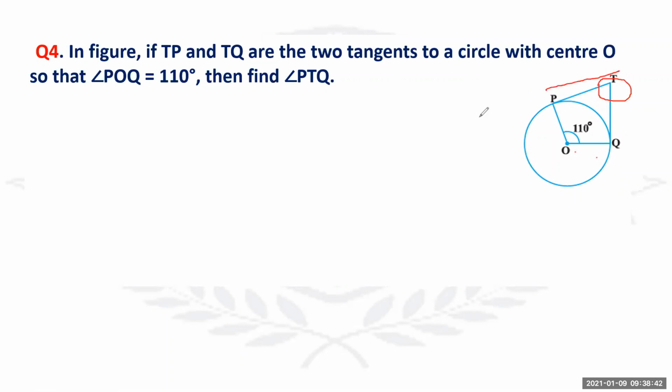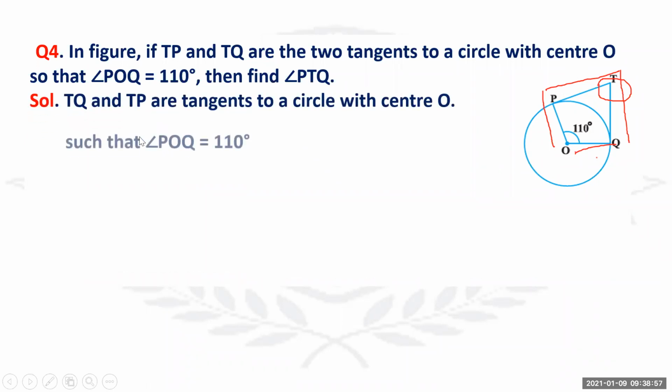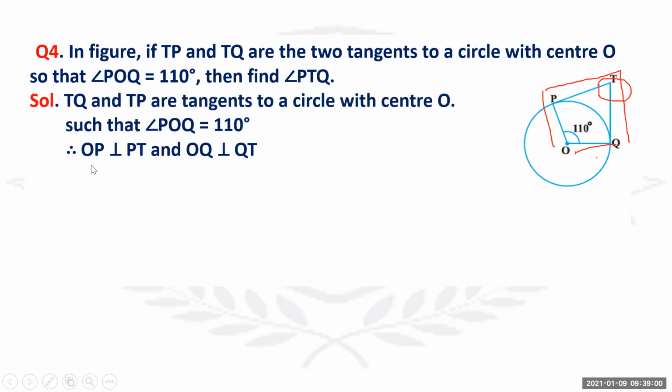Check, PT is the tangent, OP is the radius. Again, same thing. TQ is the tangent, OQ is the radius. So by this tangent radius property, what will you get? You get OP perpendicular to PT and OQ perpendicular to QT. So that means angle OPT and angle OQT are 90 degrees each.